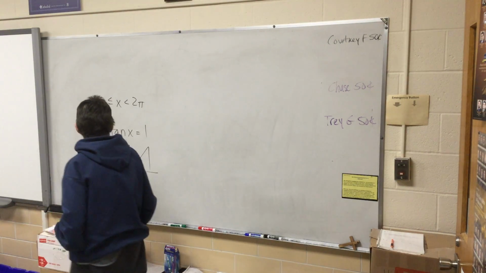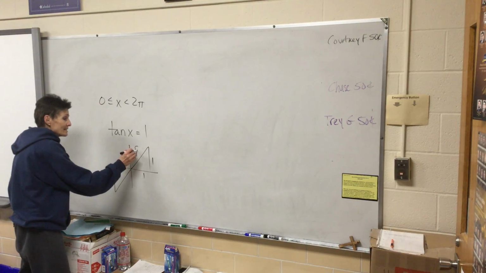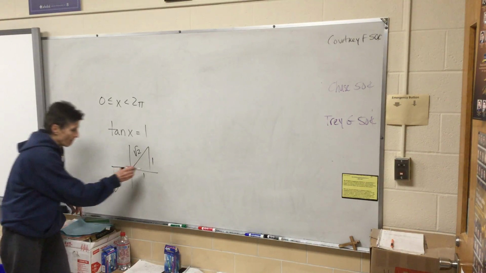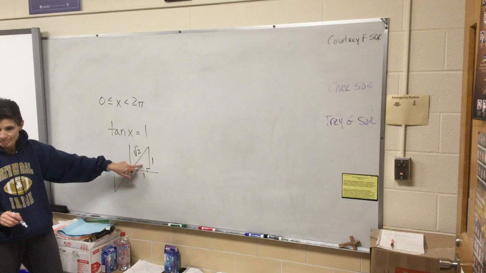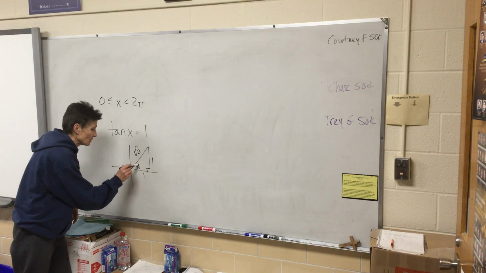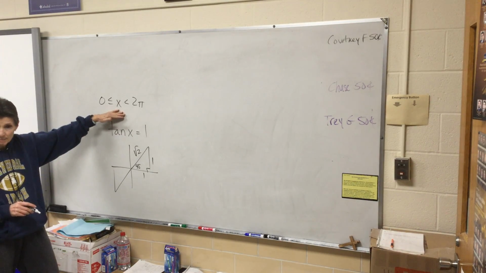Okay? So tangent is 1 over 1. So I recognize that triangle. This is what kind of a triangle here? 45. It is. So this is a 45-degree angle. Now, I'm supposed to be answering in radians.